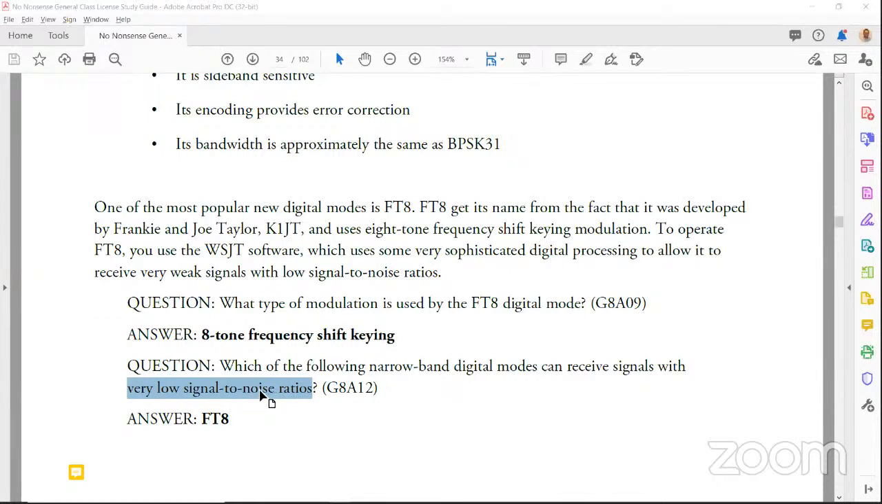When your signal to noise ratio is high, meaning you have a big signal compared to the noise, it's a big powerful signal, it drowns out the noise. But when you have a low signal to noise ratio, sometimes that signal is hardly discernible from the noise. You're listening, you're hardly hearing anything, it's there. But FT8 is a mode that can still get through when the noise is high and the signal level is low in comparison. And that's the answer, FT8.